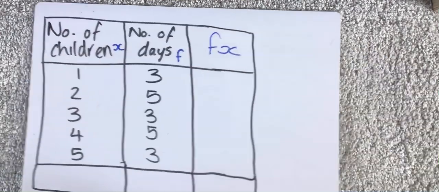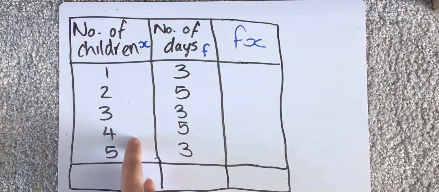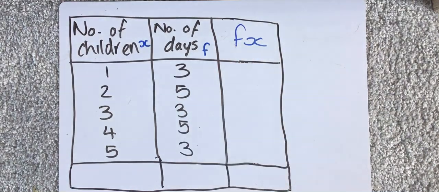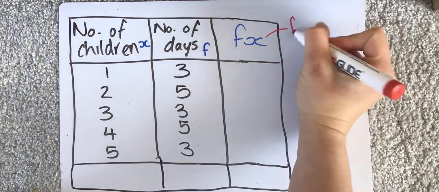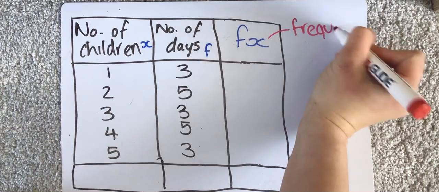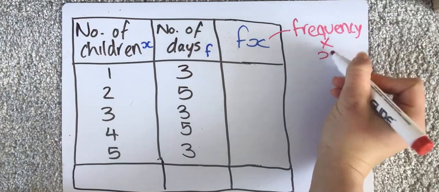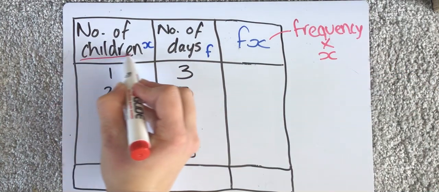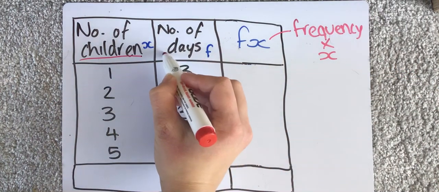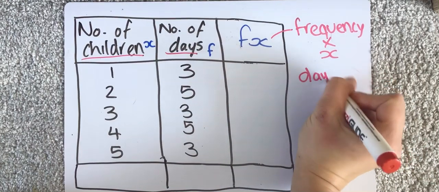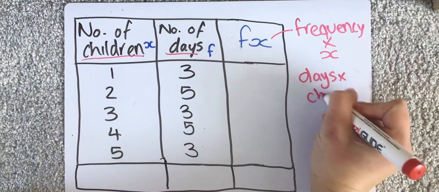So I've got my number of children, I've got my number of days, and then I've got this fx. This fx just means my frequency times whatever my value is. Now you will see in this one, I've said number of children is x and number of days is f. So basically I'm doing days multiplied by children.